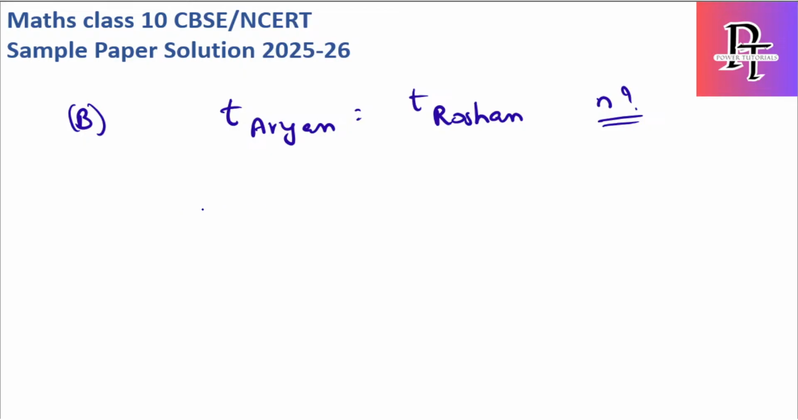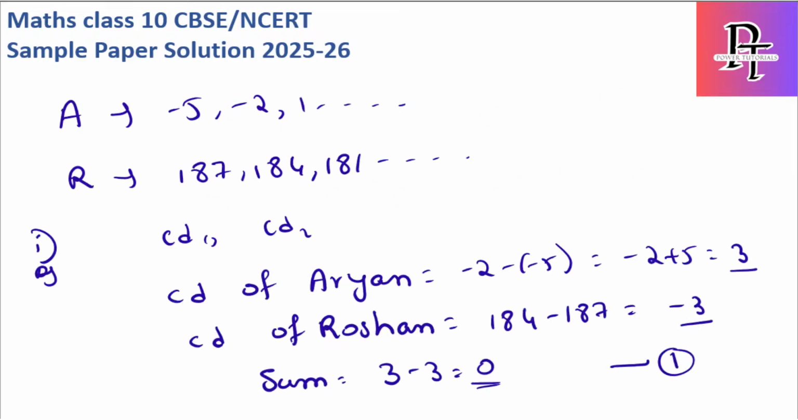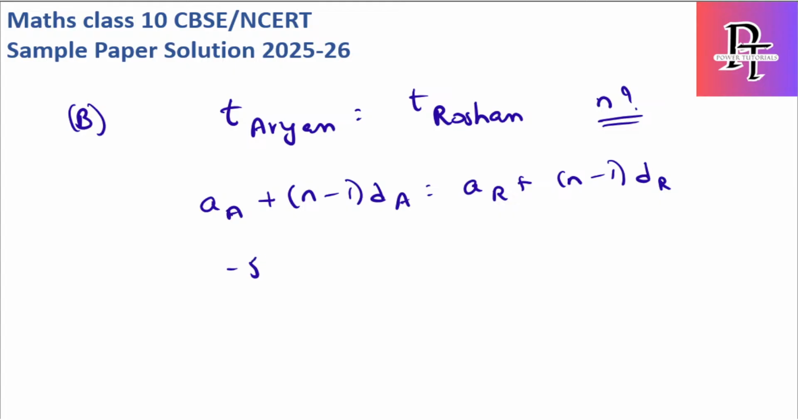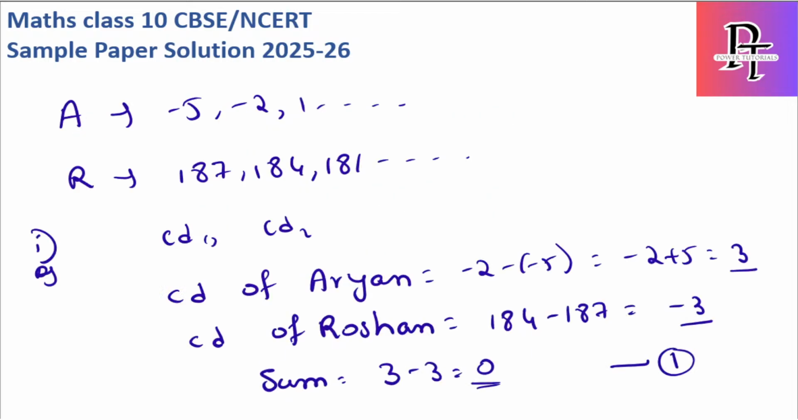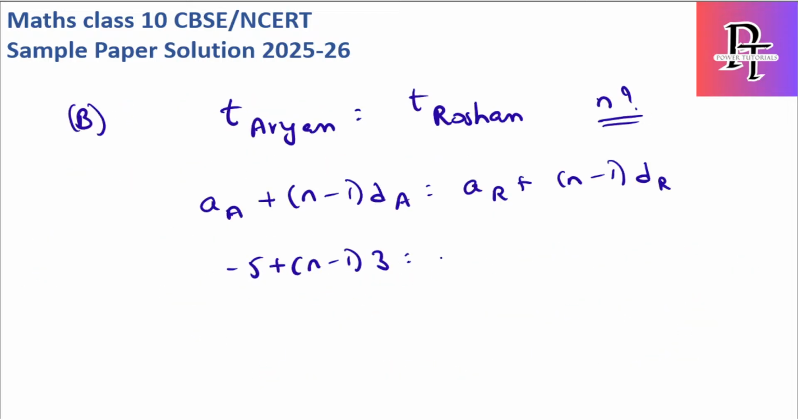So the formula I did not write before here, okay, I will write it. I can say that a, that is Aryan's first term, plus n minus 1 into Aryan's common difference should be equal to the first term of Roshan plus n minus 1 into the common difference of Roshan. Okay, so what is Aryan's first term? Minus 5 and common difference is 3. So minus 5 plus n minus 1 into 3 should be equal to 187 plus n minus 1 into minus 3.